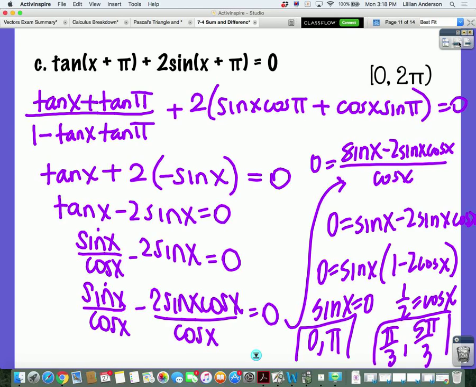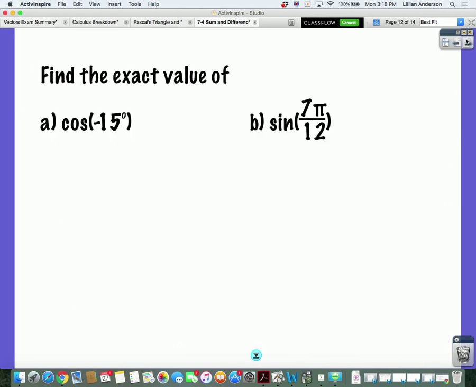And that's the bulk of solving with these sum and difference identities. Okay? Now I am going to continue the video. And you guys are to watch this, add to your notes. There's going to be 4 examples, 2 of finding the exact value and then 2 of simplifying.